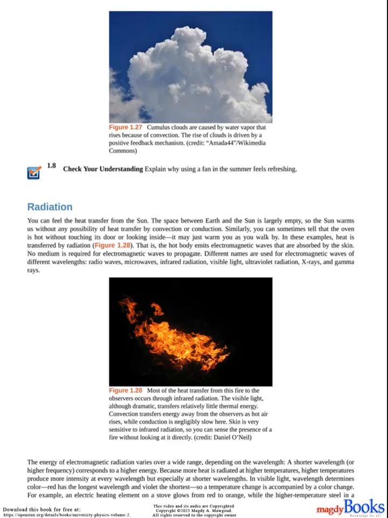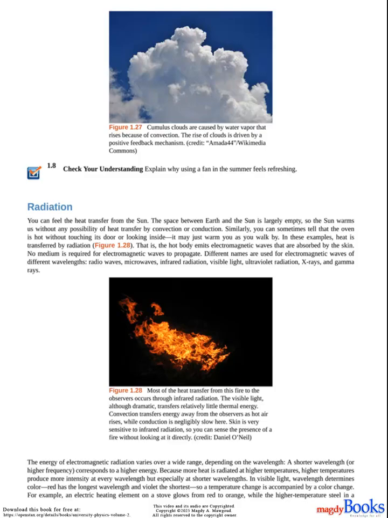The energy of electromagnetic radiation varies over a wide range, depending on the wavelength. A shorter wavelength, or higher frequency, corresponds to a higher energy. Because more heat is radiated at higher temperatures, higher temperatures produce more intensity at every wavelength, but especially at shorter wavelengths. In visible light, wavelength determines color. Red has the longest wavelength and violet the shortest, so a temperature change is accompanied by a color change.